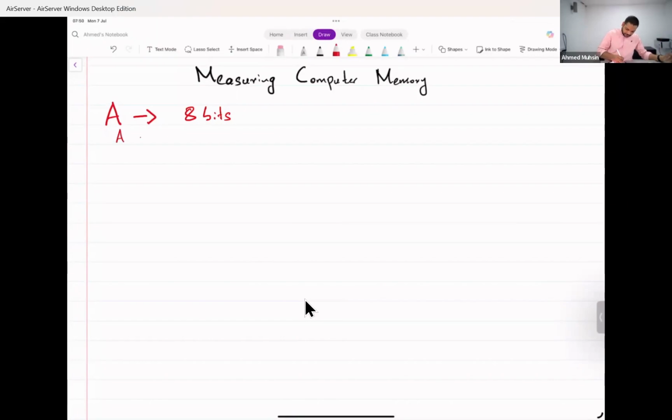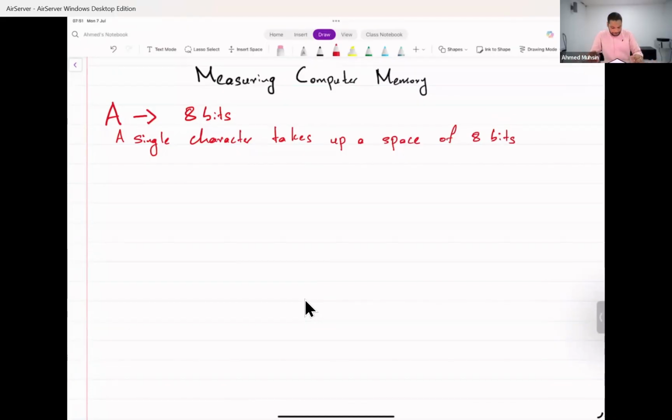8 bits. You can write it down in words also. A single character, it can be a full stop, it can be a question mark. A single character takes up a space of 8 bits. Everybody okay with this? A single character takes up a space of 8 bits. Now you can say 8 bits.